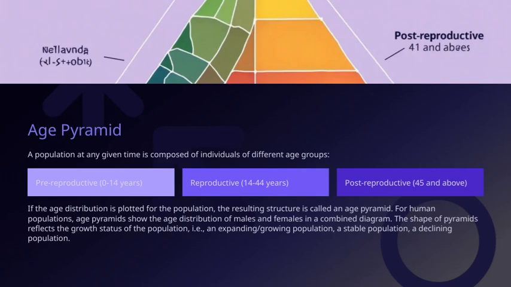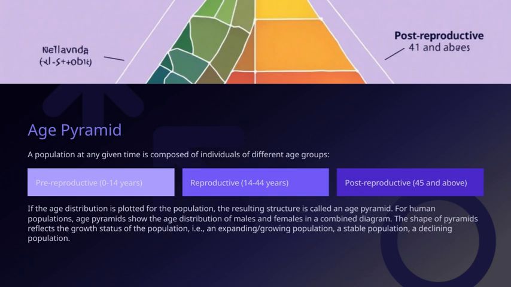We divide the population into three main categories: pre-reproductive, reproductive, and post-reproductive. The pre-reproductive group includes those from birth up to 14 years old. The reproductive group covers ages 14 to 44, when individuals are typically capable of having children. And the post-reproductive category includes those aged 45 and above, who are generally past their childbearing years.